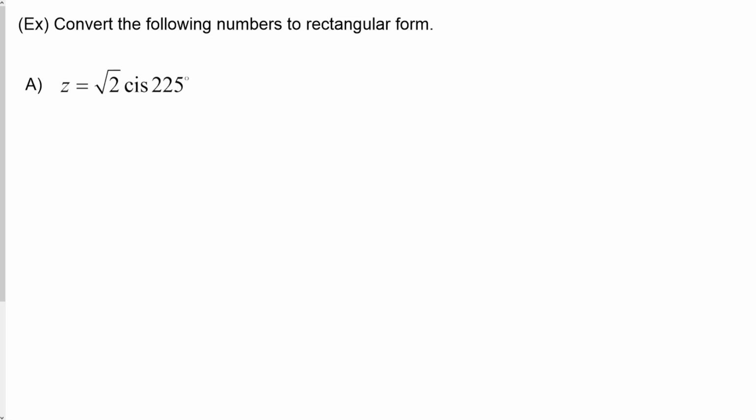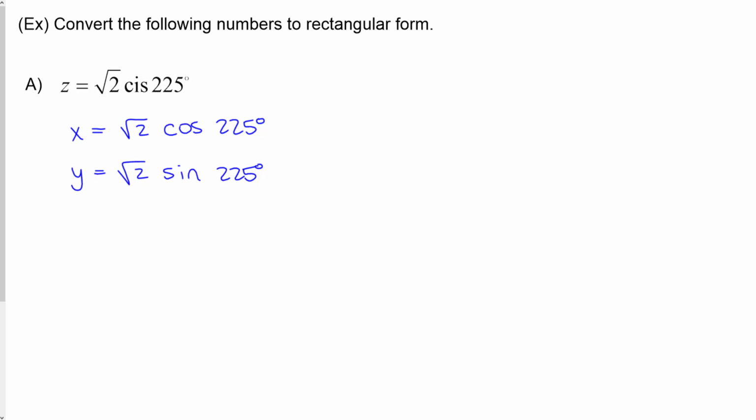In this next example, we'll convert the following numbers to rectangular form. For part A, I have z equals the square root of 2 CIS 225 degrees. So effectively, what we would need to do is say x is equal to square root of 2 cosine 225 degrees, and y is equal to the square root of 2 times the sine of 225 degrees. Because, of course, CIS stands for cosine plus I sine 225 degrees. So we're going to get the individual x and y rectangular components first, and then combine it all together into a new rectangular form complex value.